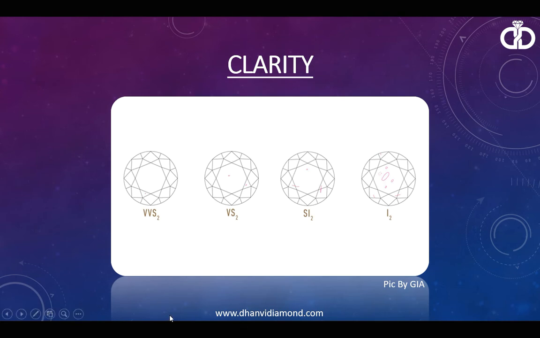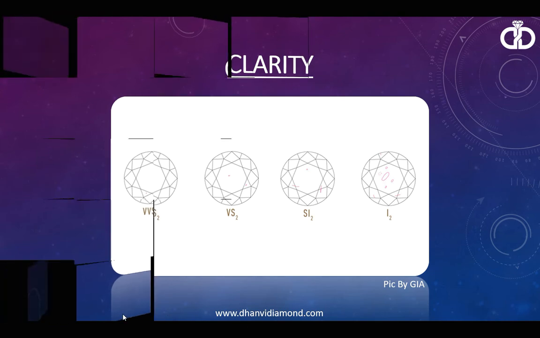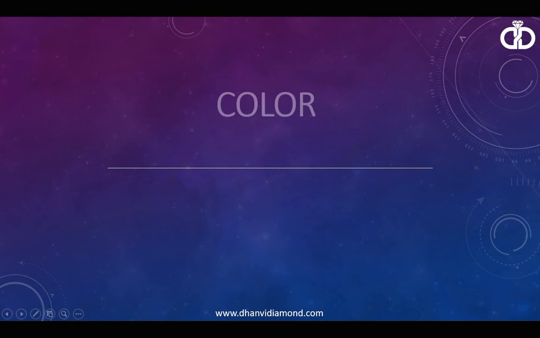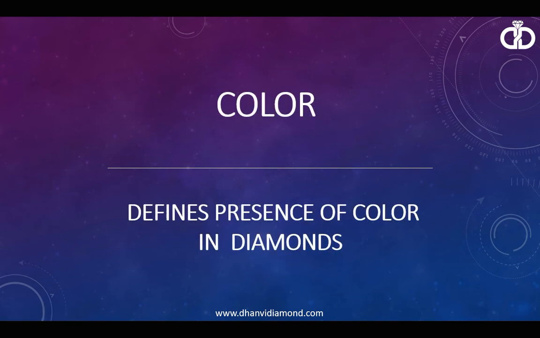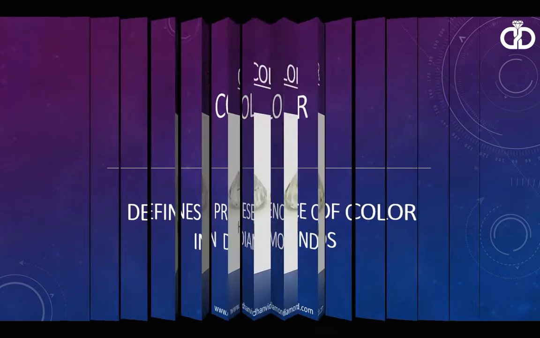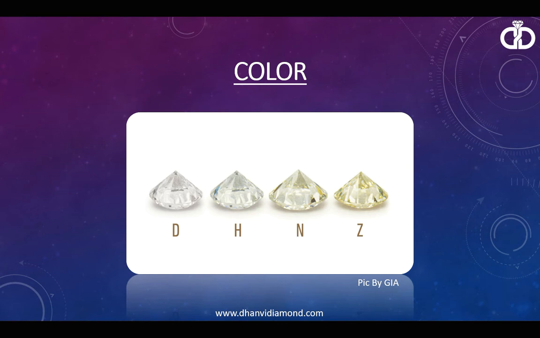This was clarity, and now we will talk about the next C, which is color. Color defines the presence of different colors, or colorlessness, in diamonds. Colorless is the highest, also called white diamond. These are different color grades. You can see the diamonds are placed upside down. Just remember this: the top color is D, shown here, and the lowest color is Z. You can see the difference between D and H, H and N, and N and Z. They are very far apart.